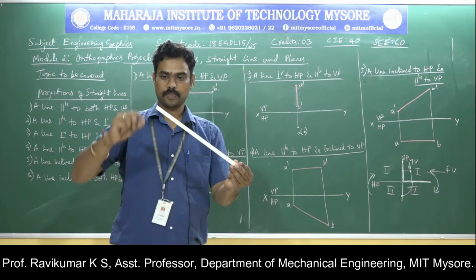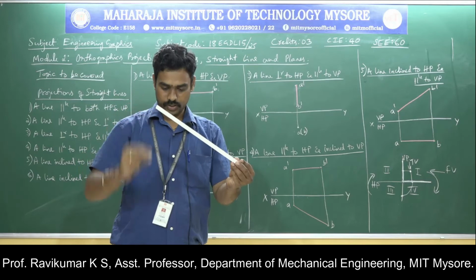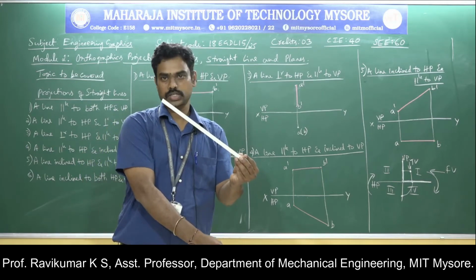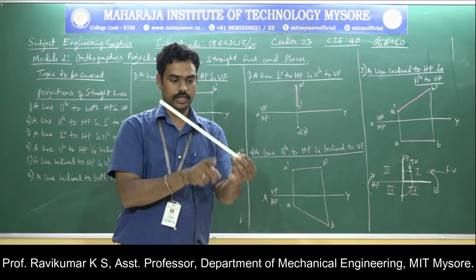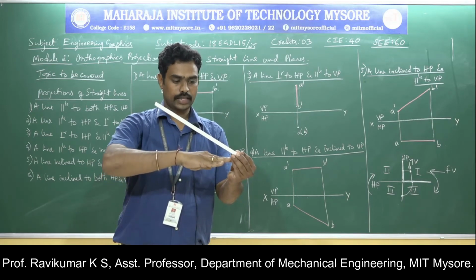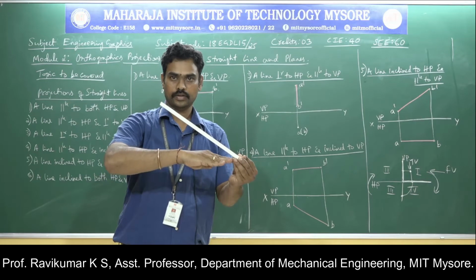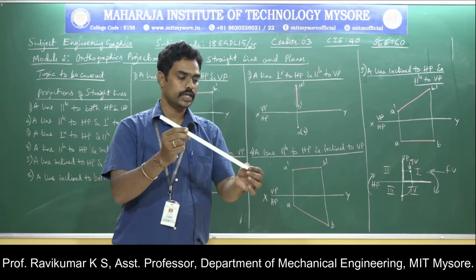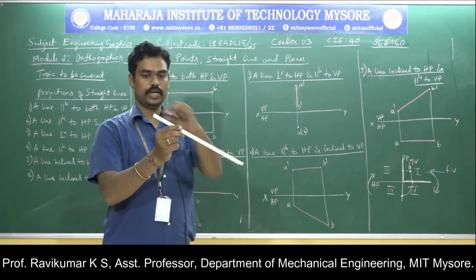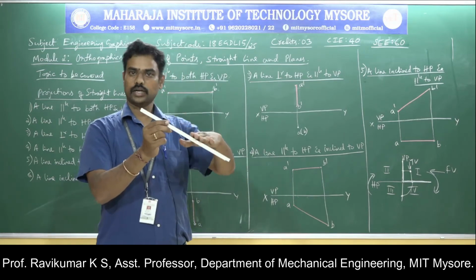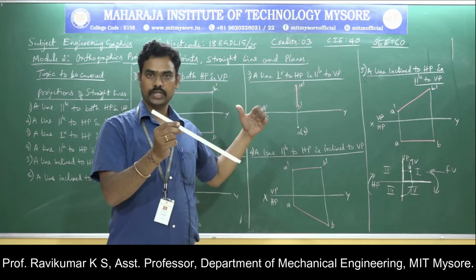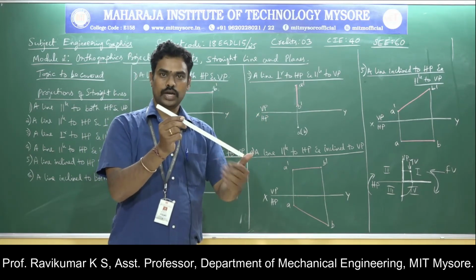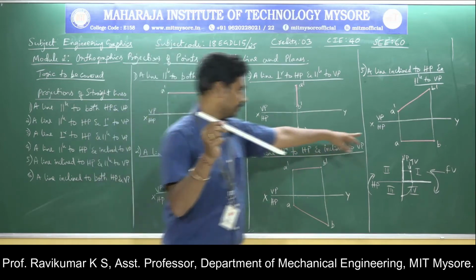In this case the distance from this point to the horizontal plane and this point to the horizontal plane is not the same. Therefore it is said to be inclined to HP, with some inclination. Since I have not changed the distance from this point to the vertical plane and this point to the vertical plane, it remains parallel to VP. So this is the position parallel to VP, inclined to HP.